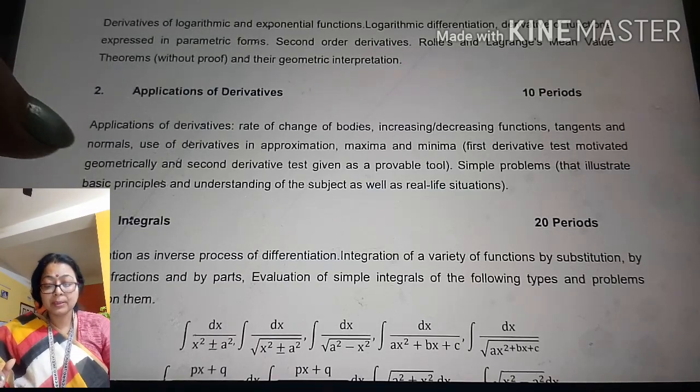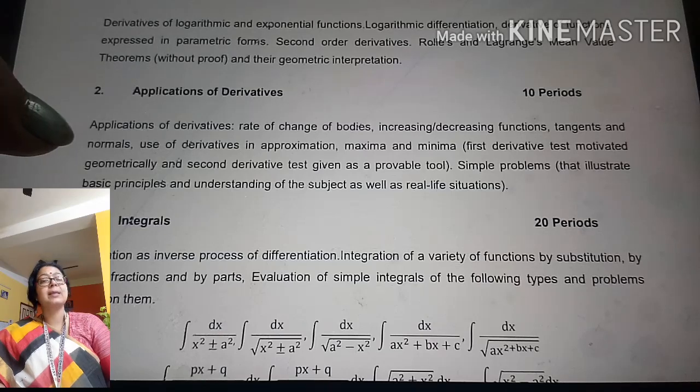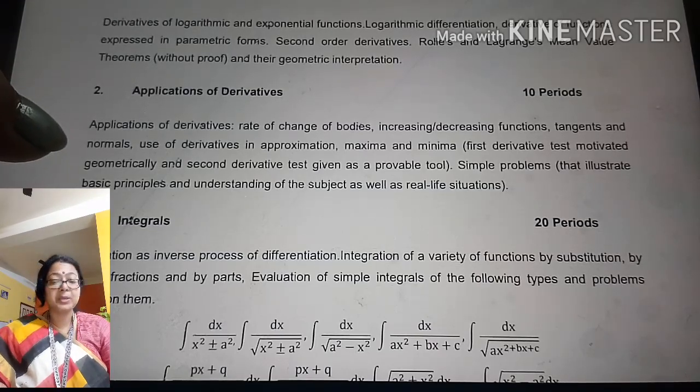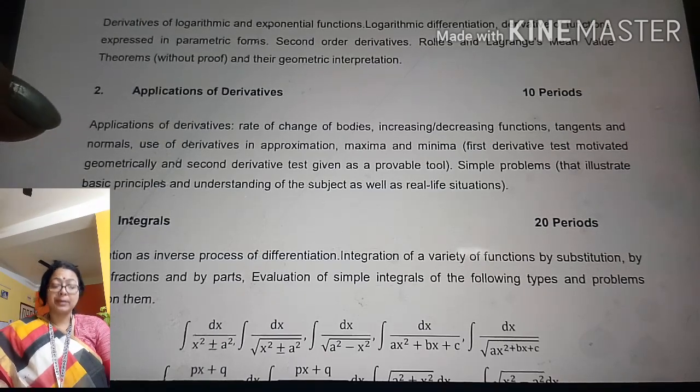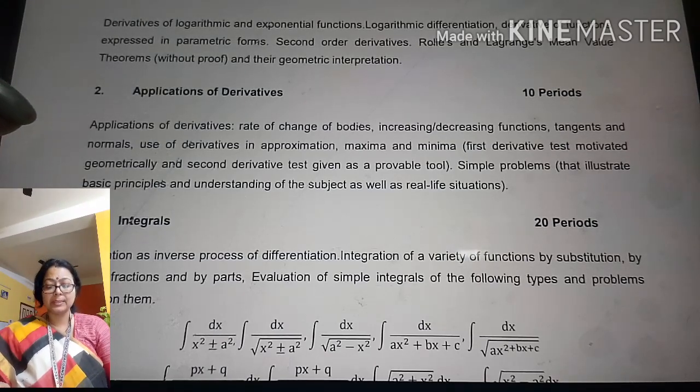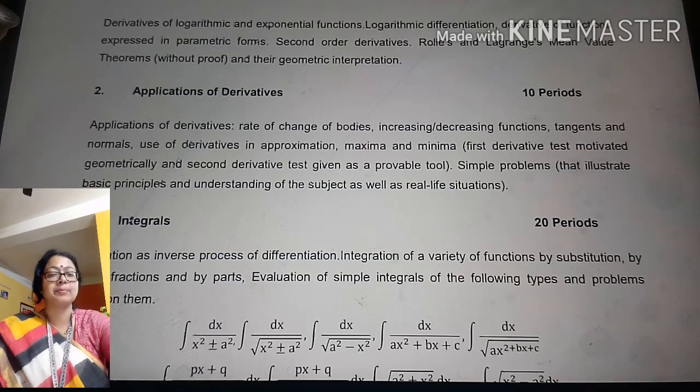Next we will go to the second chapter of calculus, that is application of derivatives. 10 periods are allotted for this. Rate of change of quantities, increasing or decreasing functions, tangents and normals, approximation, maxima, minima. These problems are there under this chapter.